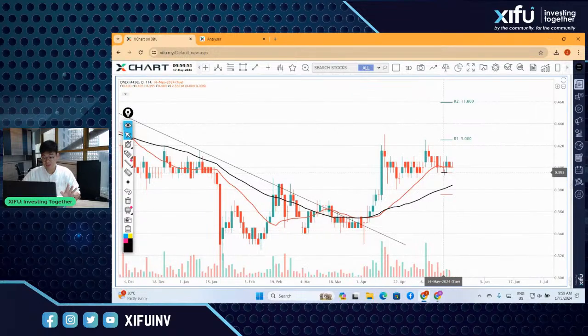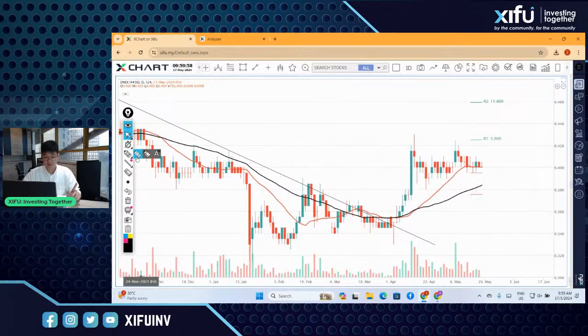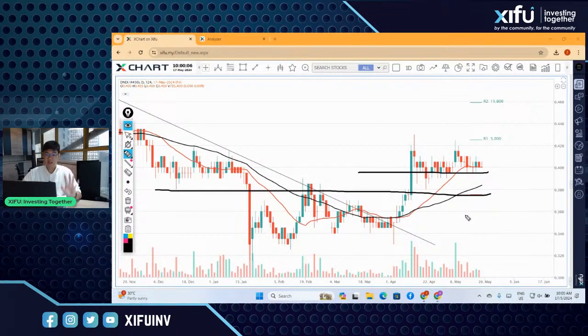So for me, first of all, S1 must hold. If not, worst come to worst, S2. So this one you have to watch out closely. Of course, best is to hold above S1. This is the current nearest support. The next one is around this S2 area. So far, good for me, as long as this zone here is low volume. I think they still got a chance to try to retry again.